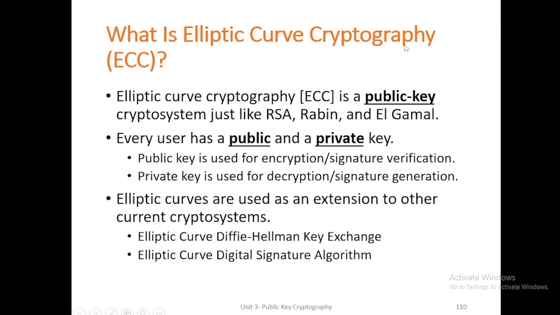So what is elliptic curve cryptography? It is a public key crypto system in which there is a need to calculate a public key and a private key. We already know that the public key is used for encryption and signature verification, and the private key is used for decryption and signature generation. This point should be noted carefully: the public key is used for encryption, and if you use the public key for a signature, it is verified. The verification is done at the receiver side.